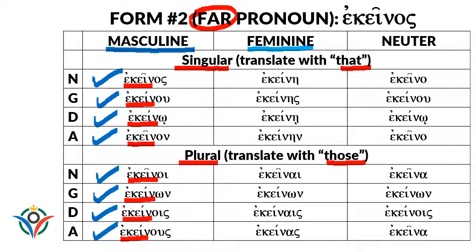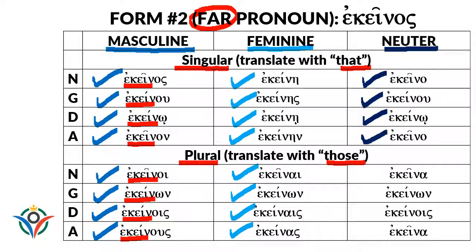The singular forms, we have ekainei, ekainais, ekainei, and ekainain. And the plural forms ekainai, ekainon, ekainais, and ekainas. And then the neuter genders, the singular forms are ekaina, ekainu, ekaino, ekaina. And the plural forms ekaina, ekainon, ekainois, and ekaina. Alright, so remember that the stem stays the same and the endings are the same as hutos.